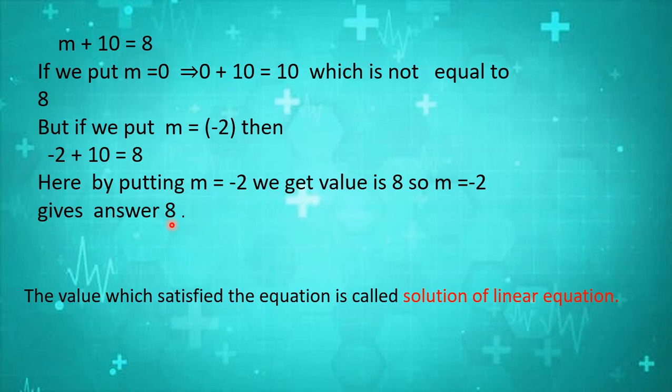So m equal to minus 2 gives answer 8, and this minus 2 becomes the solution. That means the value which we put in the given equation, and the left hand side and right hand side both become equal, then we say that value of that particular variable satisfies the equation and is the solution of the linear equation.